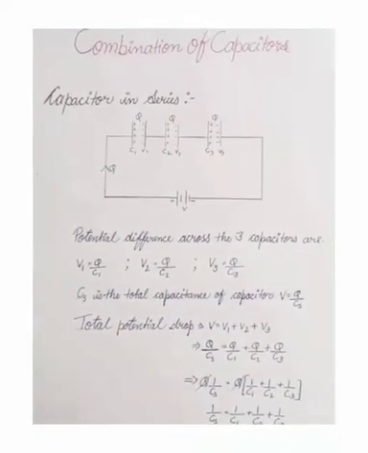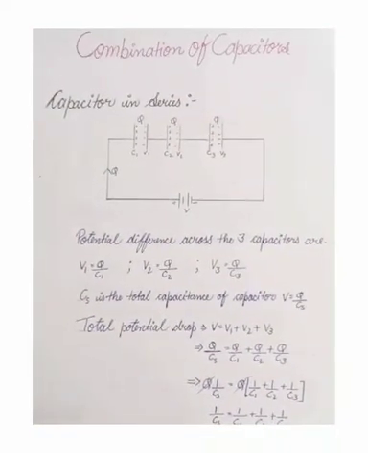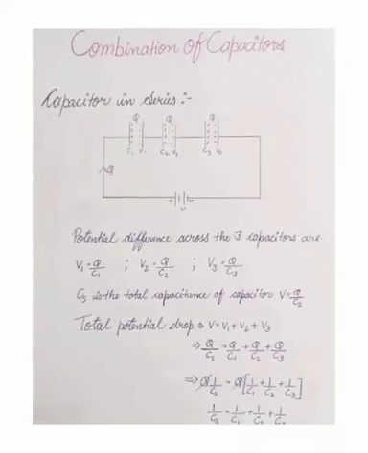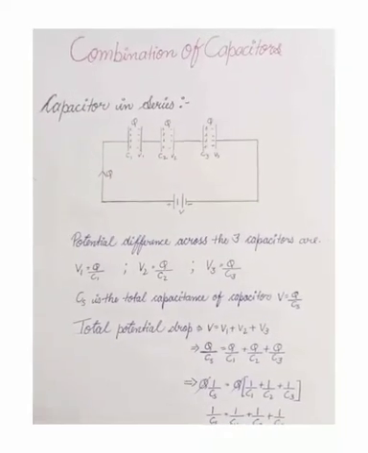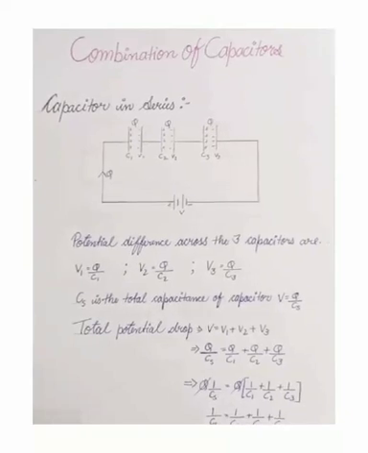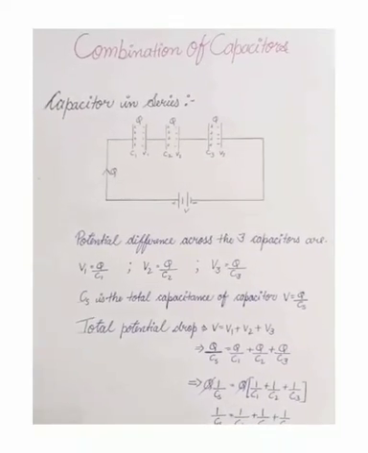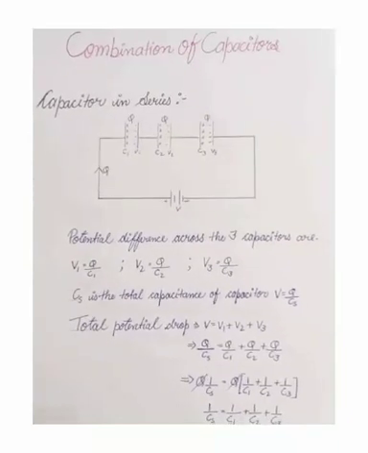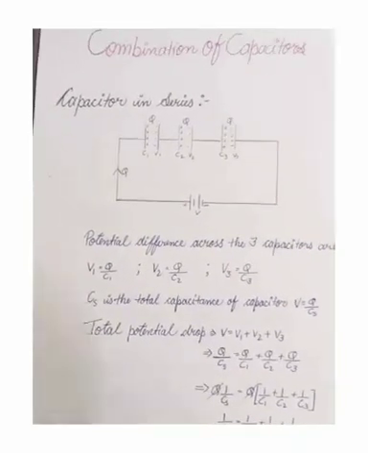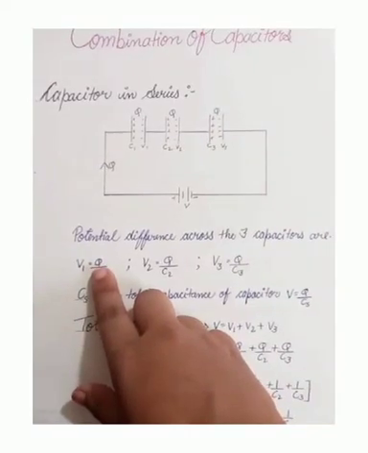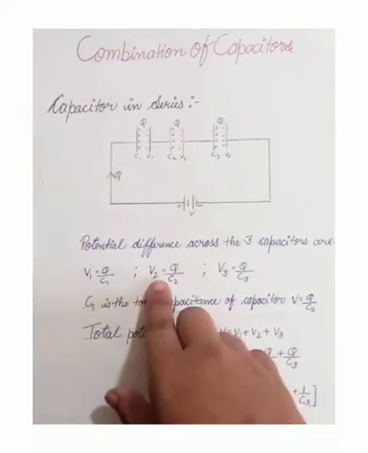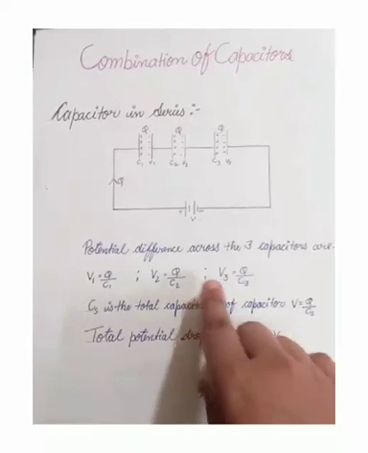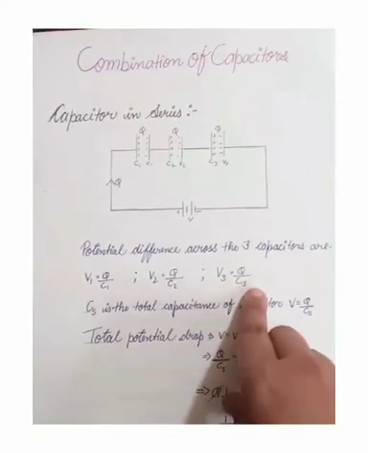A positive charge is given to the plate present on the left side of the capacitor. Due to the phenomenon of electrostatic induction, the other plates of the capacitors get charged. Potential difference across the capacitors can be V1 equals Q by C1, V2 equals Q by C2, V3 equals Q by C3.